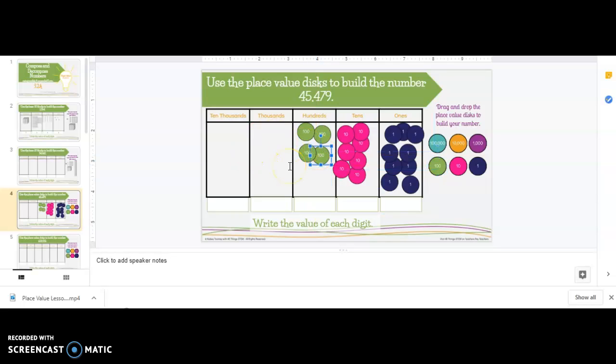How many thousands do we have? Good. 5 thousands. All right, now our last place value we have is our 10,000s. How many 10,000s do we have? Good, we have 4 10,000s. So I'm going to drag over 4 10,000s.